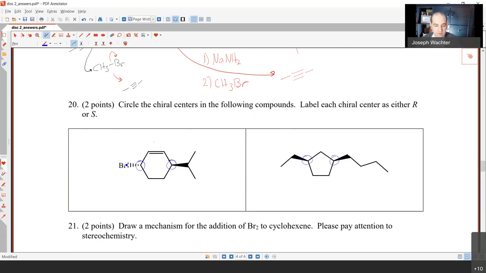I'm going to give you the configurations of each of these. If you got something different, see if you can figure out what went wrong, or ask. Send a message in the chat or unmute yourself and ask. So this one should be an S. And this one is an R.